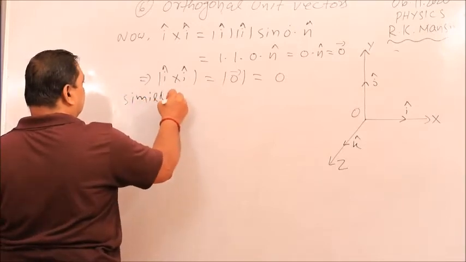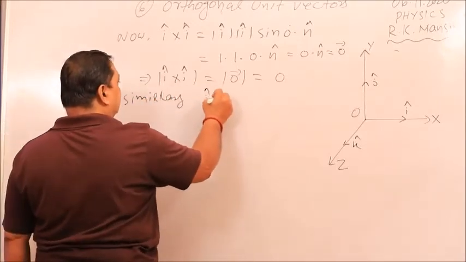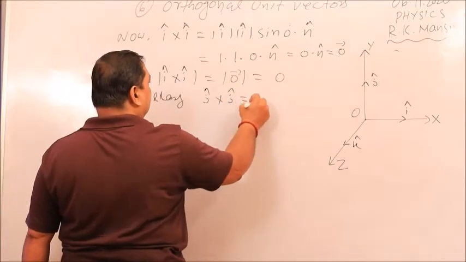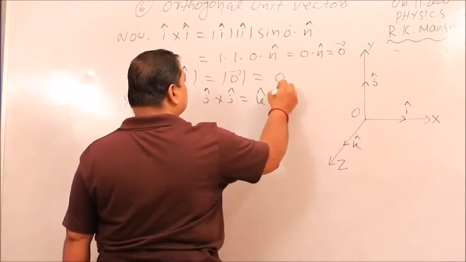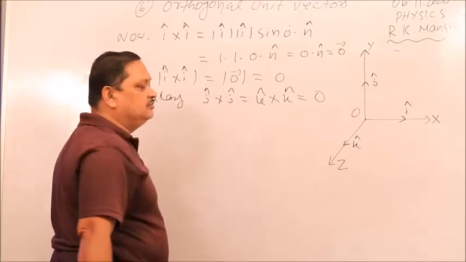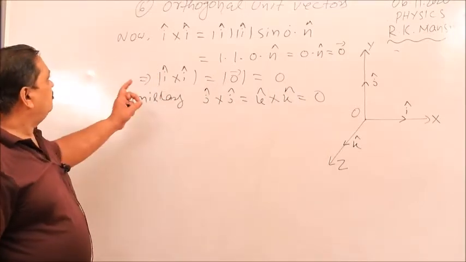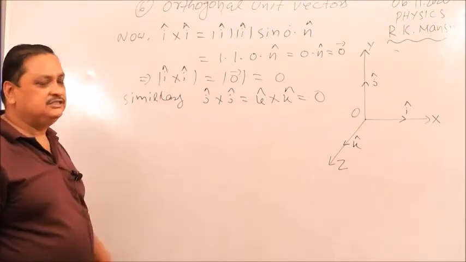Similarly, j cap cross j cap equal to k cap cross k cap equal to 0. So for equal orthogonal unit vectors, value is 0.